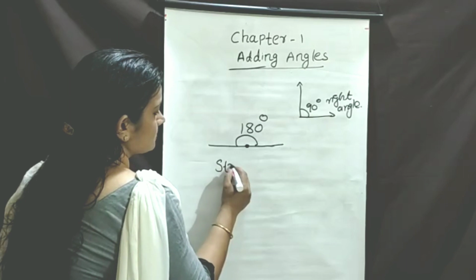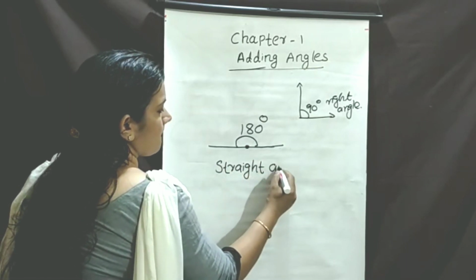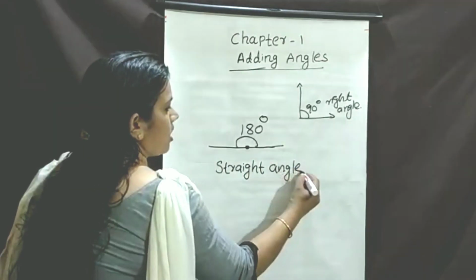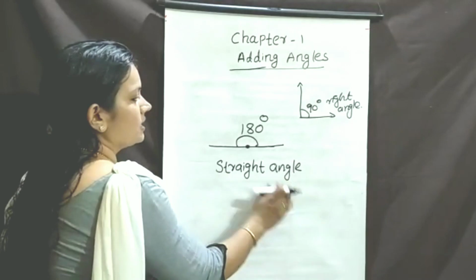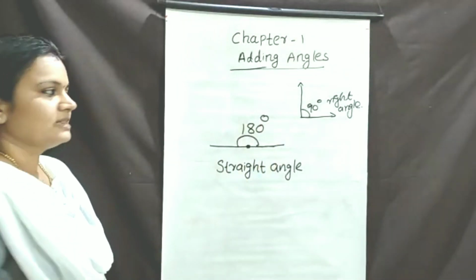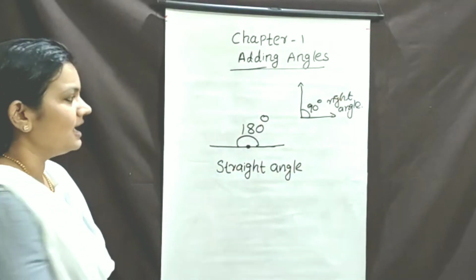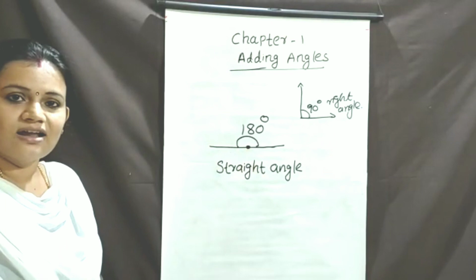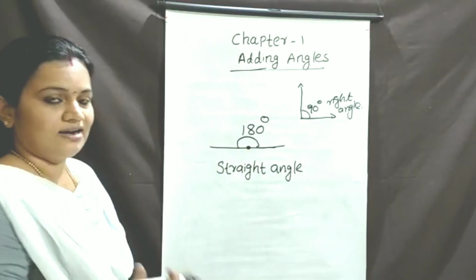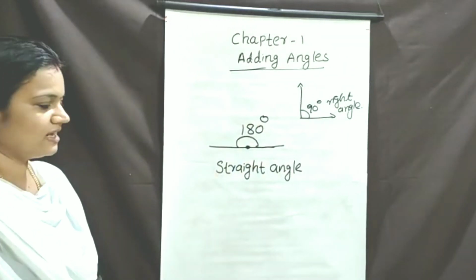The straight angle is 180 degrees. The 90 degree angle is called a right angle. The 180 degree angle is called a straight angle. What is a straight angle? Straight angle is 180 degrees.